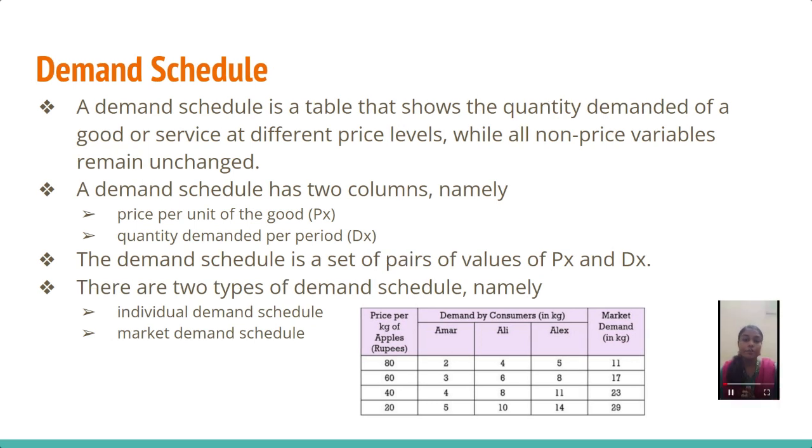Demand schedule. So demand schedule is basically a table which shows how much quantity of the commodity is demanded at different levels of price. It has two columns, namely price per unit of the good and quantity demanded per period. There are two types of demand schedules, namely individual demand schedule and market demand schedule.